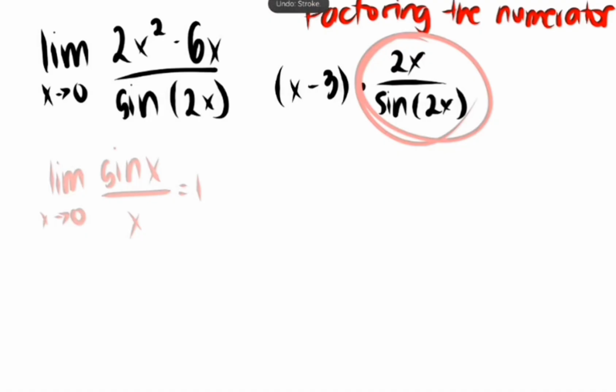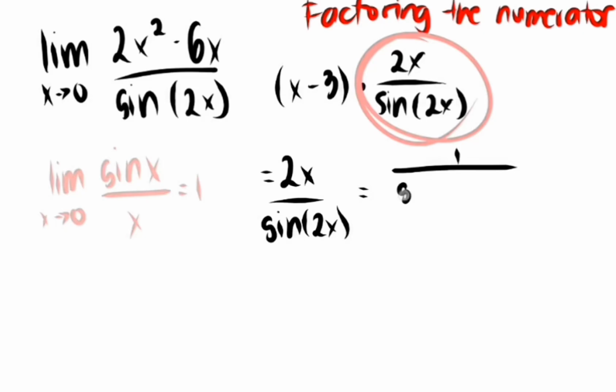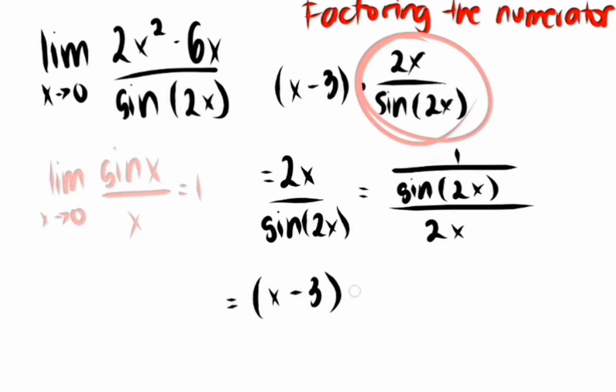Right now, we have 2x over sine of 2x. To match this with the limit identity, we rewrite it as the reciprocal, so 2x over sine of 2x is equal to 1 over sine of 2x over 2x. So now, our entire expression becomes (x minus 3) times 1 over sine of 2x over 2x. Now, we have a new expression. We can now apply the limit.